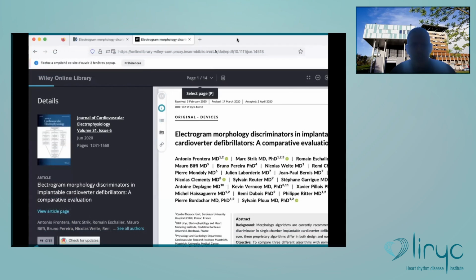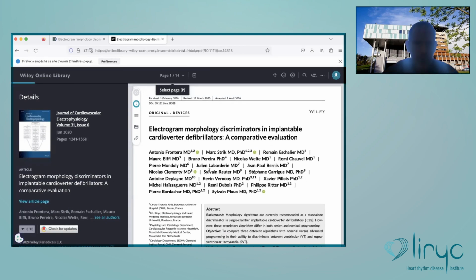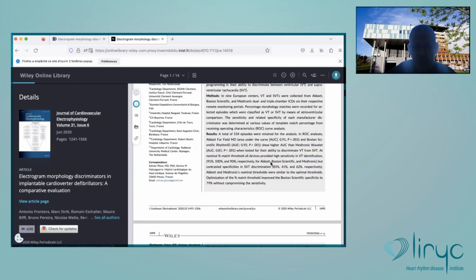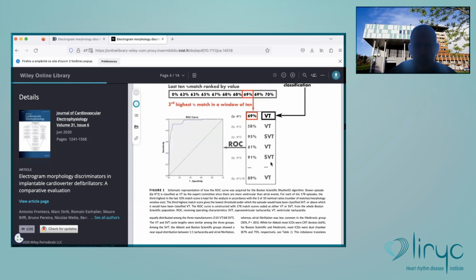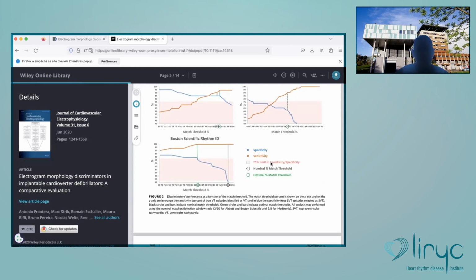One thing I think is important I will show you: we have worked with Sylvain on this. This is a paper that we have published where we have compared the electrogram morphology discriminators in different companies, Abbott versus Boston versus Medtronic. We have included a lot of patients, and we have tried to analyze the sensitivity and specificity of this algorithm. And we have seen quite important differences according to the company.